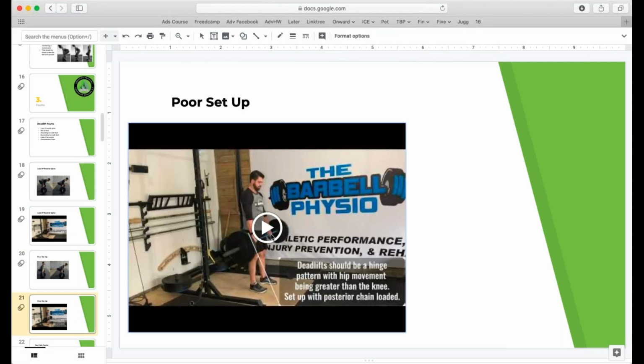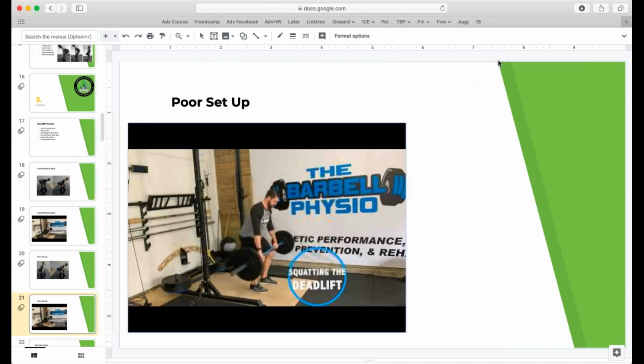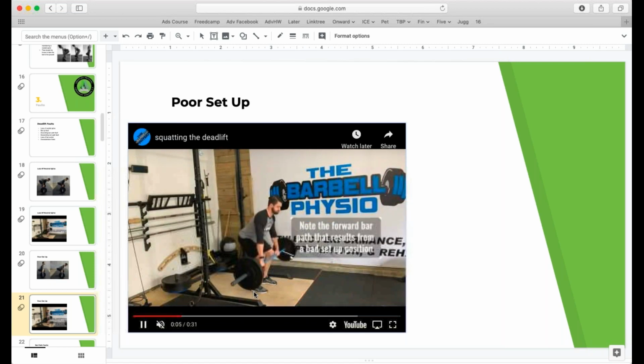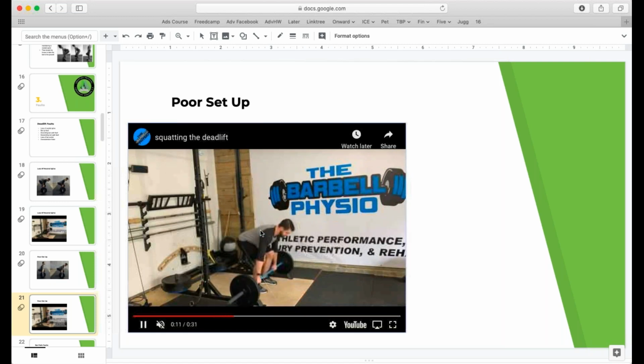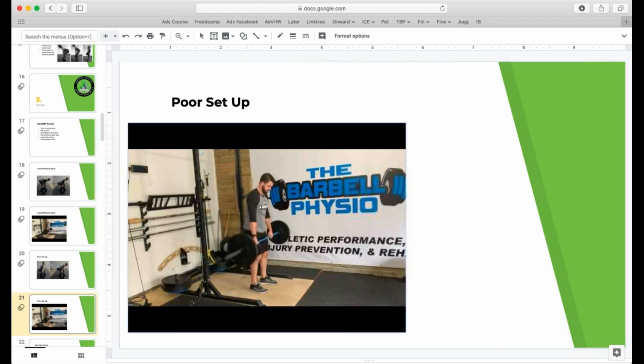So this video kind of demonstrates the difference between those two setups, where in this initial video, I'm really squatty in the setup, and you can kind of see the bar move forward as it comes off the ground. Again, that's just increasing the distance it is away from the hips. And then if we don't squat so much, we'll be able to maintain the bar a little bit closer to the hip joint throughout the entire movement.